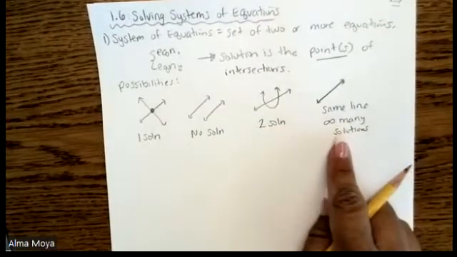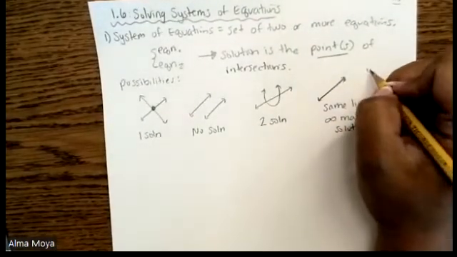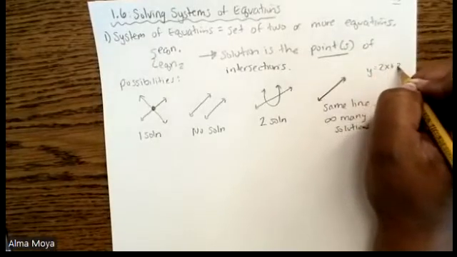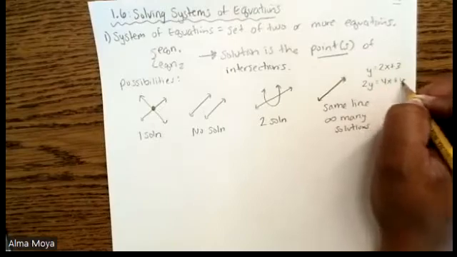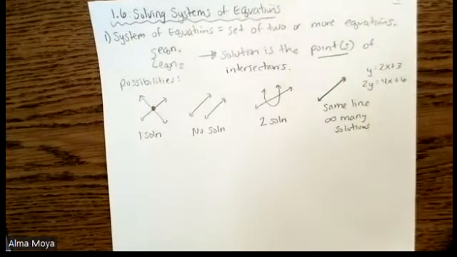Now, when I say infinitely many, it could be like y equals 2x plus 3, and then you can have the line 2y equals 4x plus 6. Those two are the same exact line.